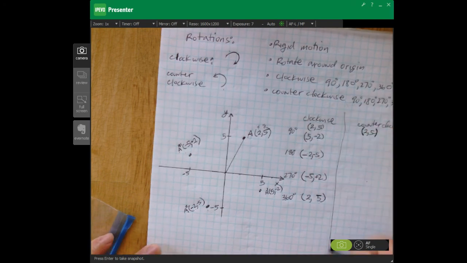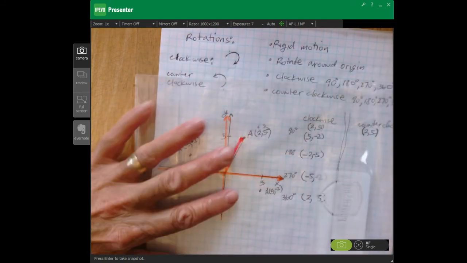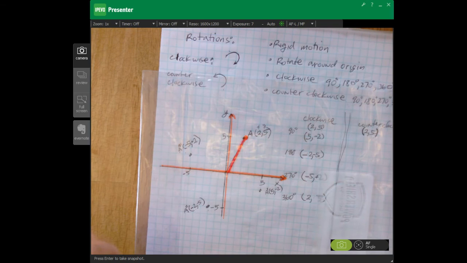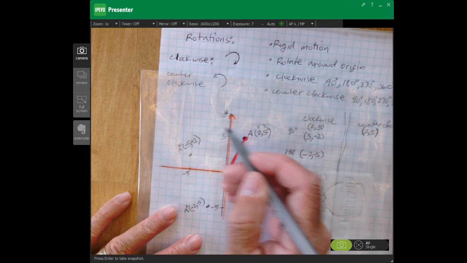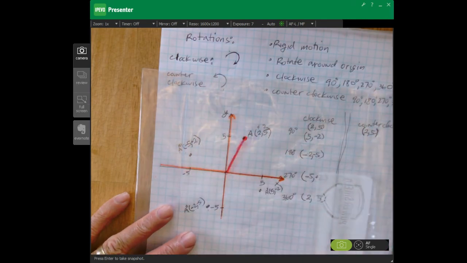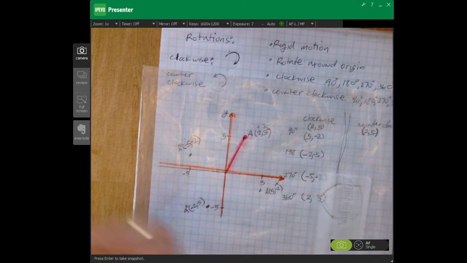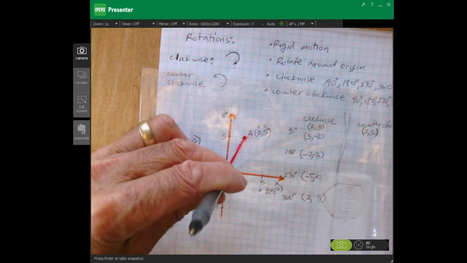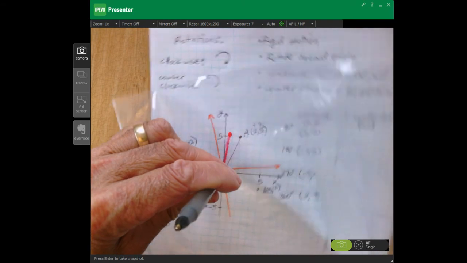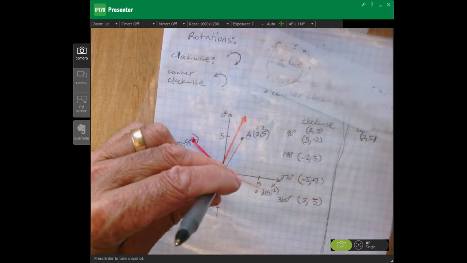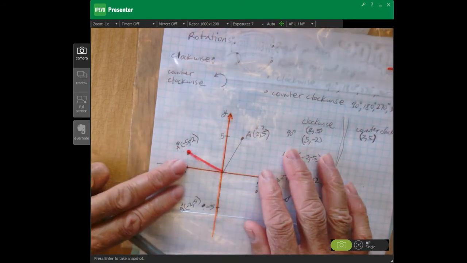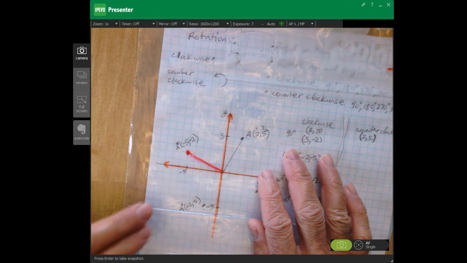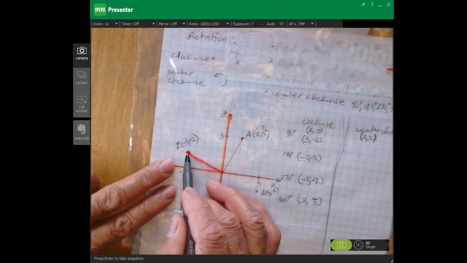Now we're going to do counterclockwise. We'll do the exact same thing, but we're going to go the opposite way. Remember, clockwise is to the right. Counterclockwise goes around to the left, spins to the left. So now we're going to start at the same location, but this time we go counterclockwise, 90 degrees for our first one. And it's right about there. And notice, what do you notice? That point is on the same point we started off as before.